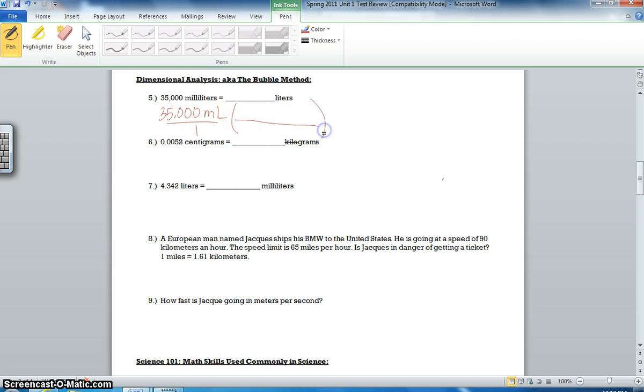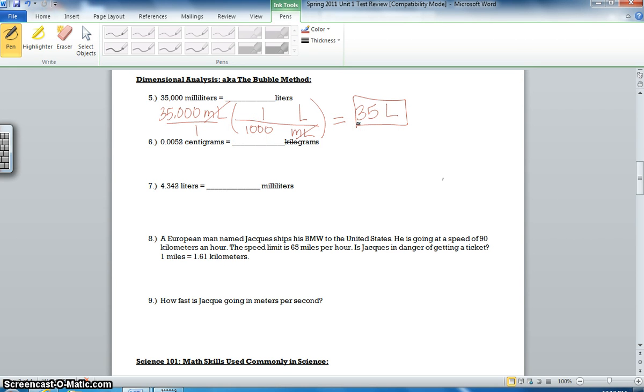Okay, let's put in our next bubble. So milliliters are going to go down here. Liters are going to go up there. Now remember, milli is 1,000th of, which means that there's 1,000 milliliters in 1 liter. So I'm going to cancel my milliliters, and I'm going to end up with 35 liters, because 35,000 times 1 divided by 1,000 gives us 35.